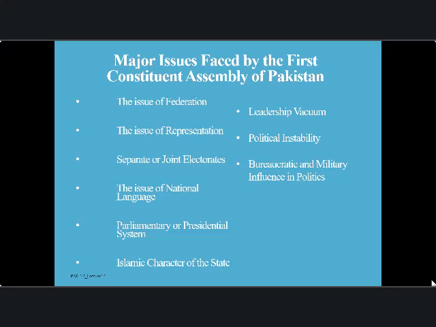These were joined by leadership vacuum, military political instability, frequent changes of government, and bureaucratic interference. These conflicts ultimately delayed constitution making and contributed to the eventual dissolution of the assembly in 1954. So students, now we will discuss one by one all challenges and issues.